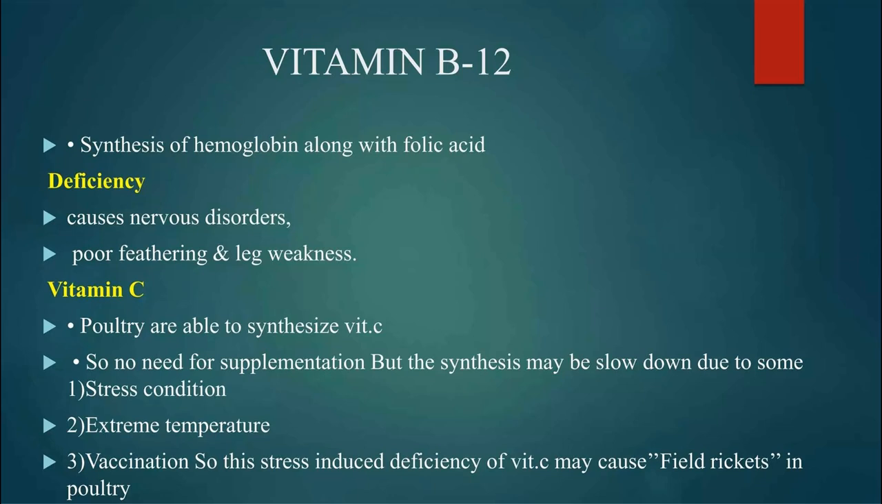Then vitamin B12 takes part in the synthesis of hemoglobin along with folic acid, and its deficiency causes nervous disorder, poor feathering and leg weakness. So vitamin C is one of the better supplements for these animals and birds, and so we need to study supplementation of such things. Thank you.